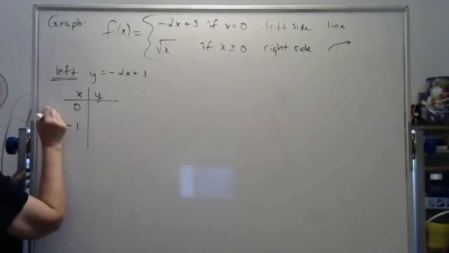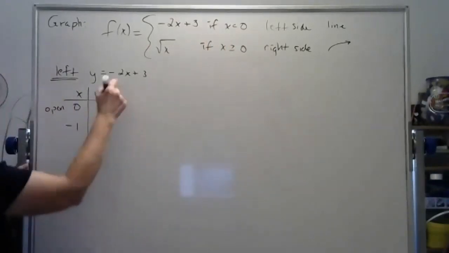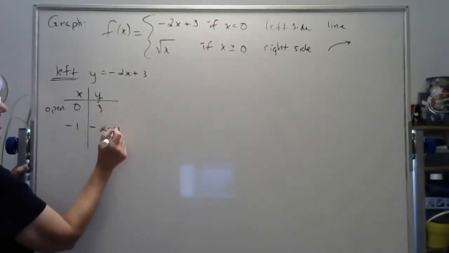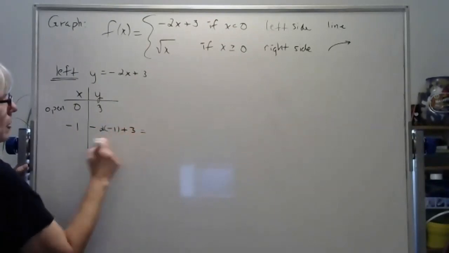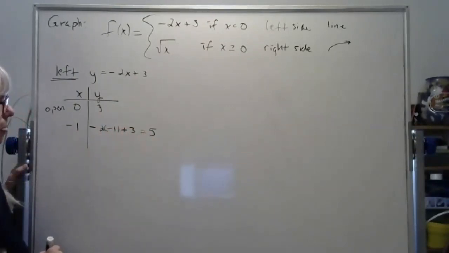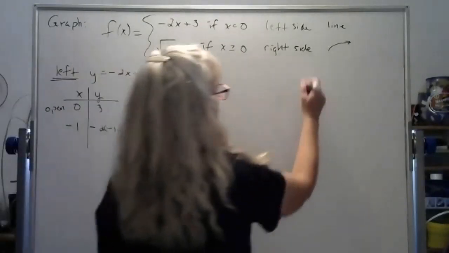Open. Good. And that's the equality telling us that. So, okay, if we plug in 0, we get a 3. Let's plug in the -1. So that's -2 times -1 plus 3. So it's a +2 plus 3, and I'm going to get a 5. Okay, and that's all I need. That's enough. And I like to, again, plot it as I'm doing it. So I'm going to go plot that.